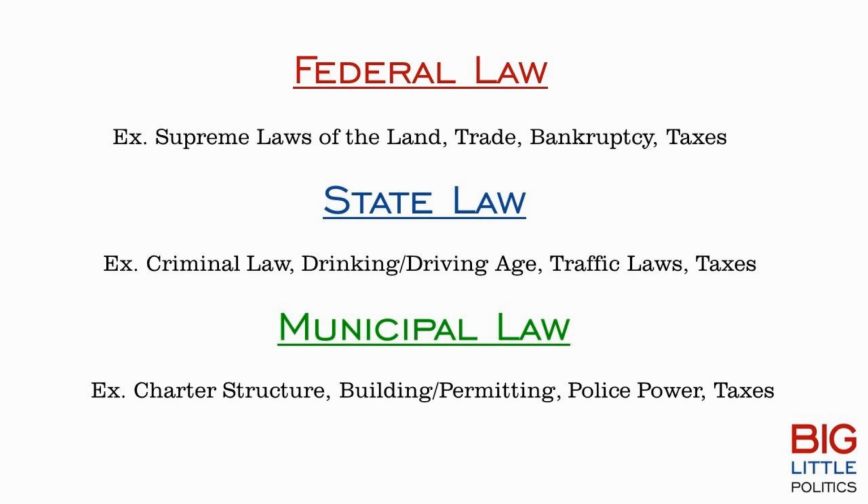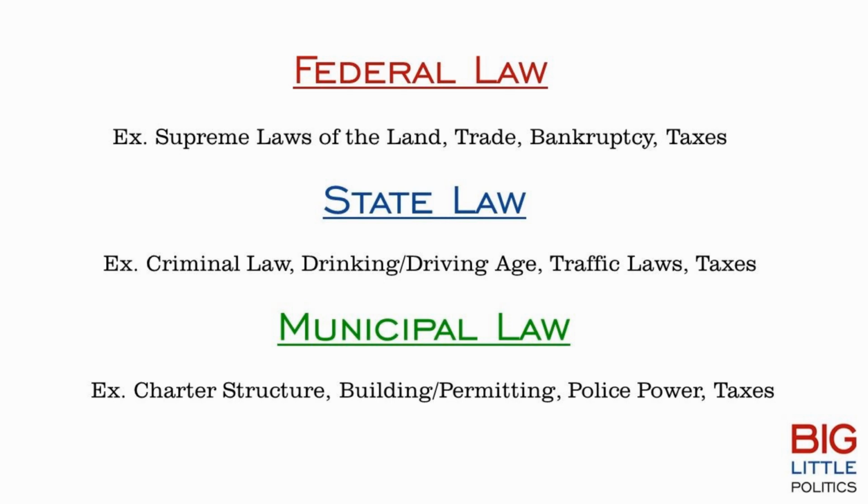And here are just some examples of the different types of laws that exist at each level. I'm not going to go through all of them. Under federal law, supreme laws of the land cover the things that are in the Constitution. So these are the most foundational laws that protect all Americans. So free speech, freedom of press, all of that good stuff. The state law has a bit more control. Things like the drinking and driving age are set by states. And then municipal law, charter structure just means the different organization of the government. That's why they can all be different. Building and permitting is controlled by municipalities. So if you want to build a 2-story building, it could be in a 1-story zone and you can't do it. That's determined by the municipality.